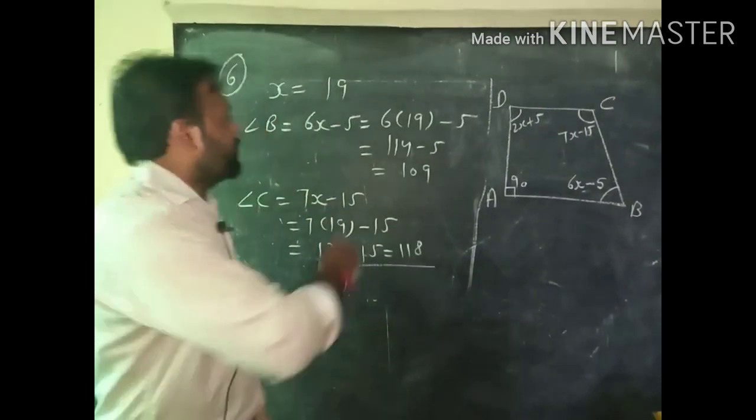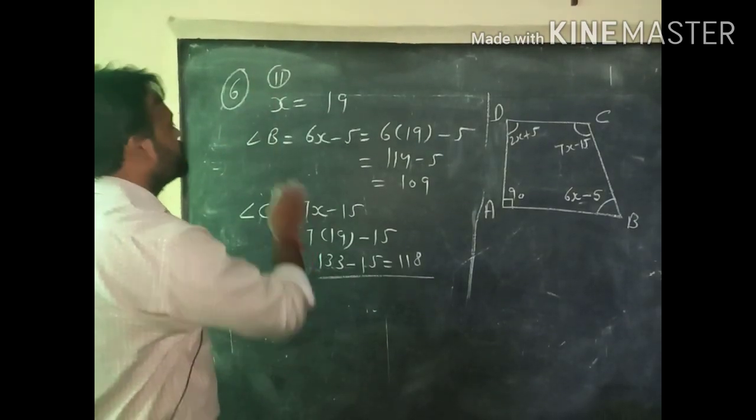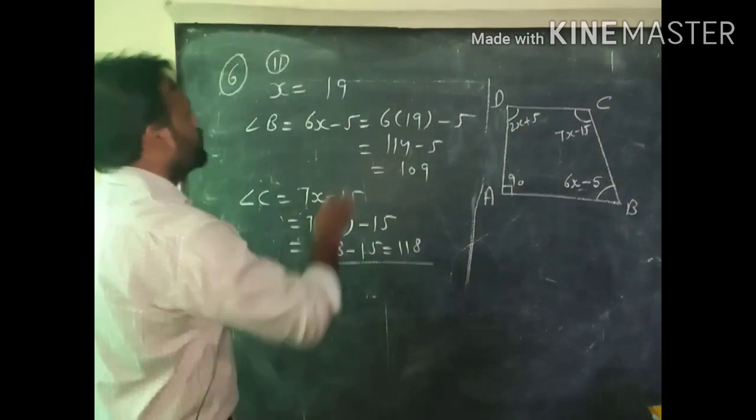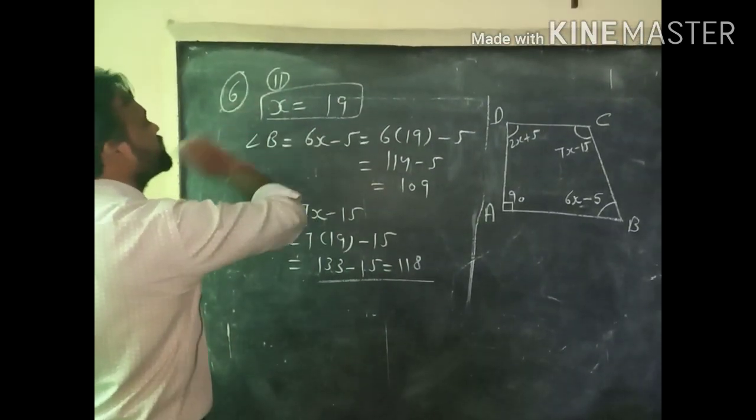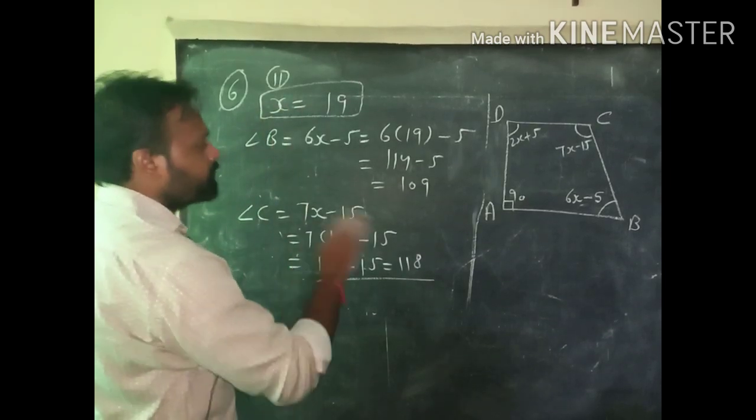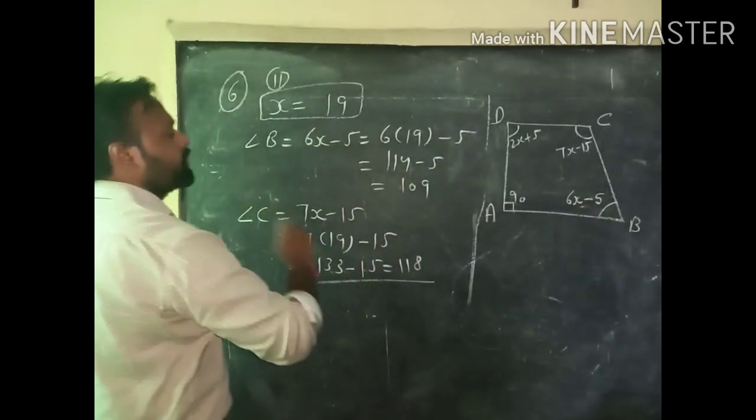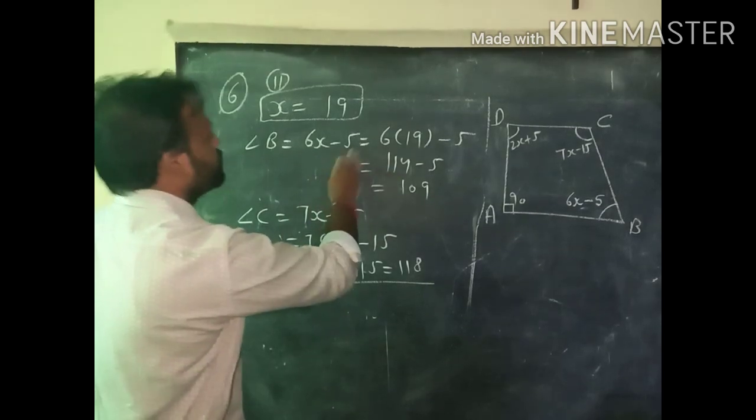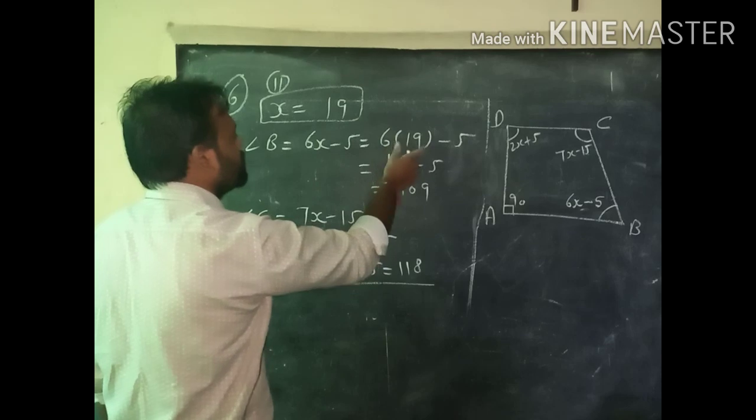So okay, now it's the second part, meaning the second part of this sixth sum. This time we have to find out the angle B and angle C. In the previous case, in the first sum of this sixth part, we found the value of x, that was 19. So here we can directly put the values in the condition, and then we can easily find out the angles. So now you can see angle B is given as 6x minus 5. Write down and put the value of this x, that is 19, here.